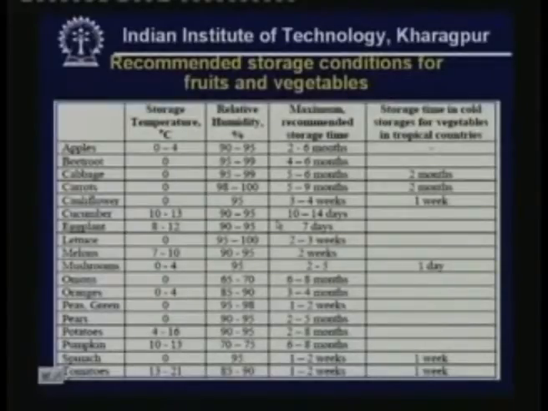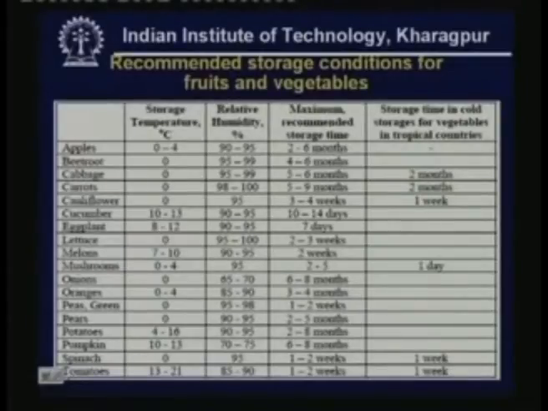This shows the typical recommended storage conditions for fruits and vegetables. Shown here are the food products, the storage temperature at which they have to be stored, the relative humidity, the maximum recommended storage time, and the storage time for tropical countries. You can see that the storage temperature in general varies between 0 degree centigrade to 20 degree centigrade. I am talking about the storage of fresh products. That means they are not in frozen condition, but in the condition in which they are harvested.